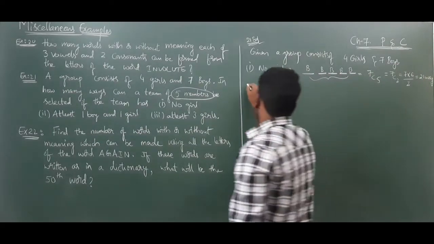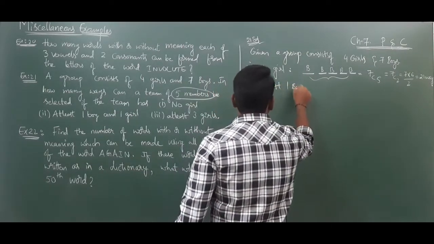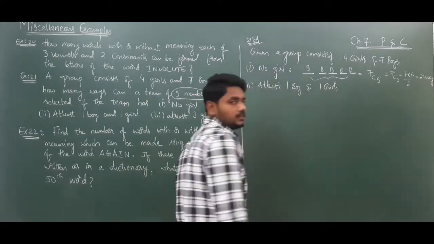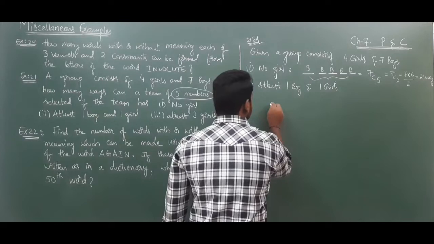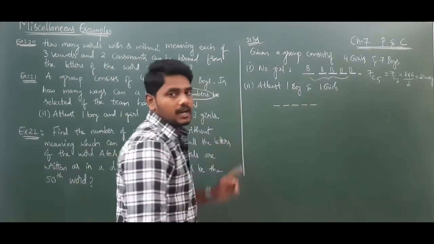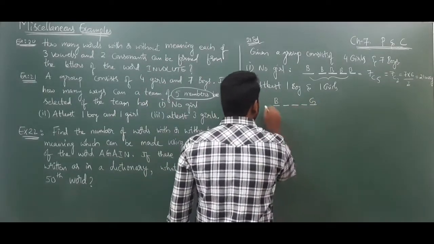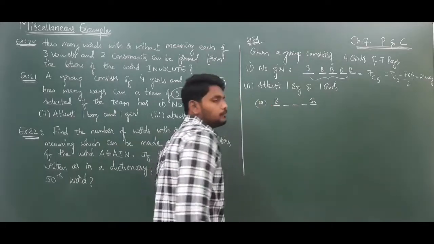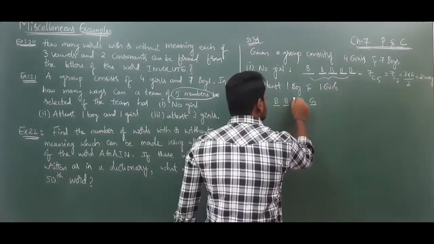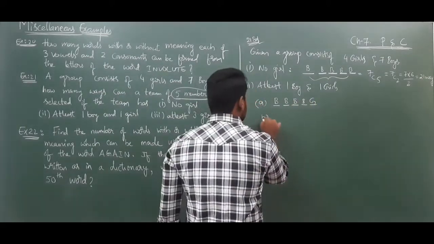Next, at least 1 boy and 1 girl. Observe here, there will be several cases. Out of 5, at least 1 boy, 1 girl. That means if we take 1 boy and 1 girl, the remaining may be either boys or girls. So I will consider them as boys. So this is one case.